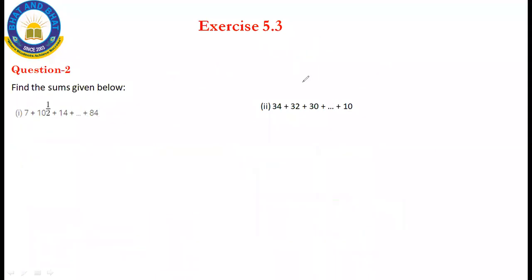Okay. So now let us take up the second question. Again, in the second question, if you observe, students, they have given us A. What is A? 34. They have given us L. What is L? 10. And we observe it is a decreasing AP. Why is it decreasing AP? Because consecutive terms are reducing. First term is 34, next 32, 30. So they are reducing. So now I will find out what is AN.